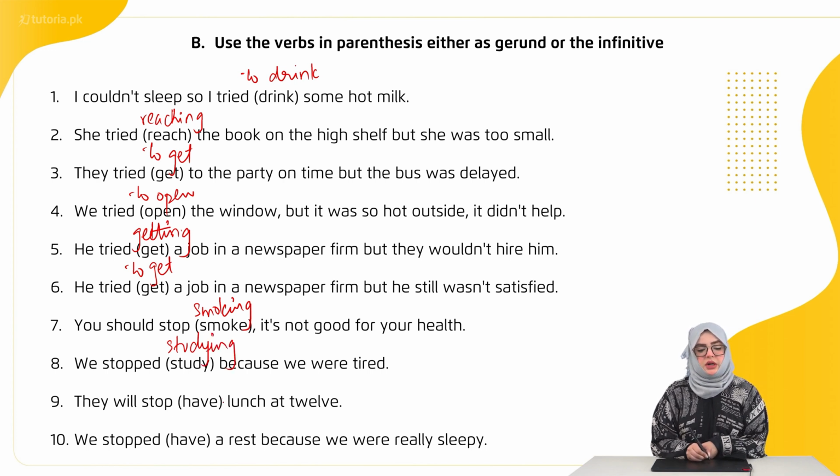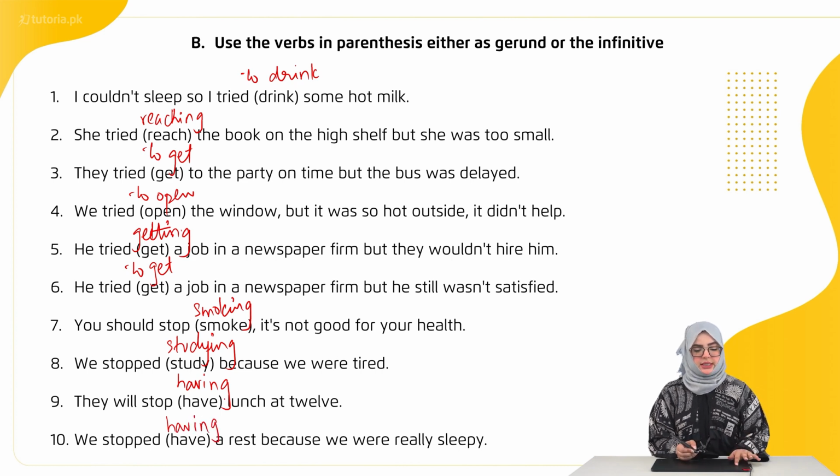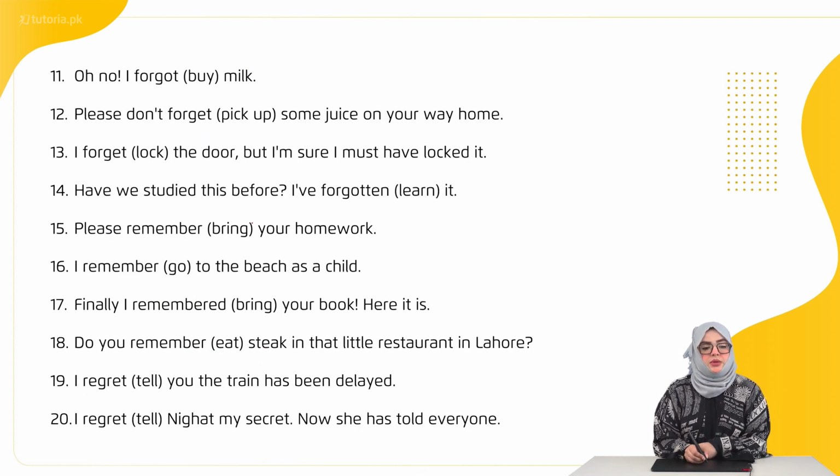Ninth is they will stop have lunch at 12. They will stop having. To have be correct hai. Lunch at 12. 10th is we stopped have a rest because we were really sleepy. We stopped having rest because we were really sleepy. And then 11th is oh no, I forgot to buy milk. Oh no, I forgot to buy milk.